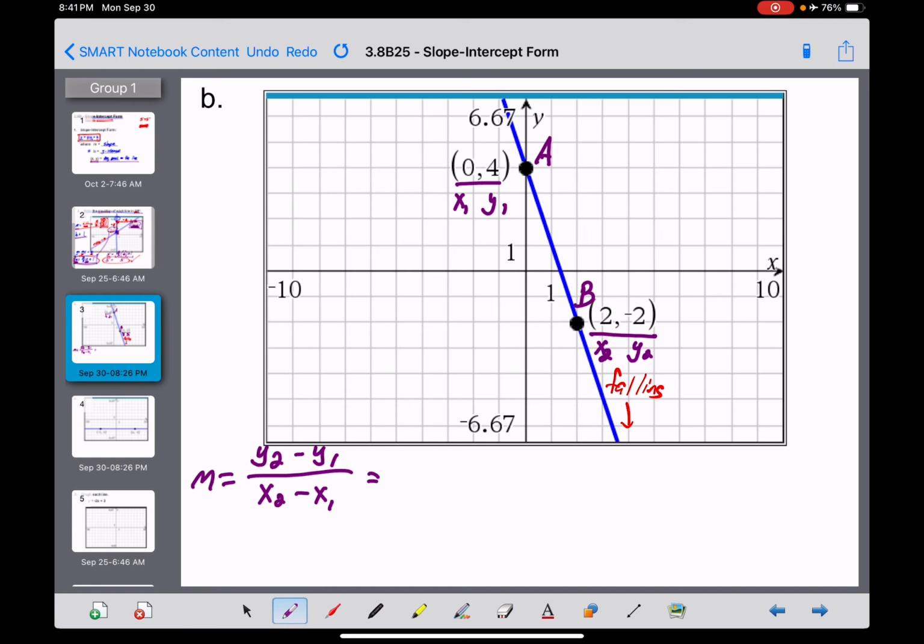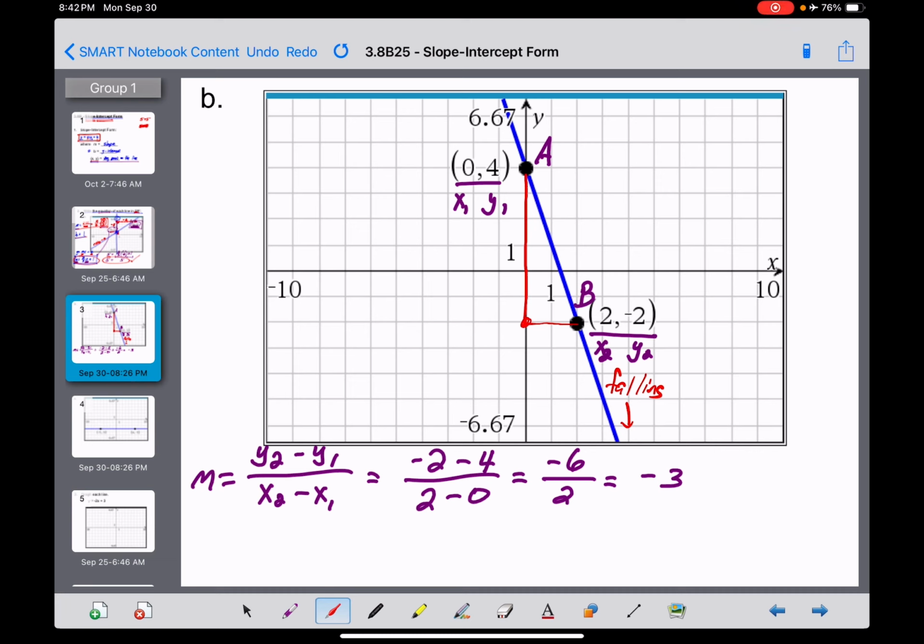So for my formula, y2 is going to be negative 2 minus y1, which is 4, all over x2 is going to be 2, and then minus x1, which is 0. That's going to get me a negative 6 on top, a positive 2 on bottom, and that means that my slope is going to be negative 3. Now, if you noticed, if you wanted to do rise over run from A, we would now go down until we hit this point right here and then over to the right.